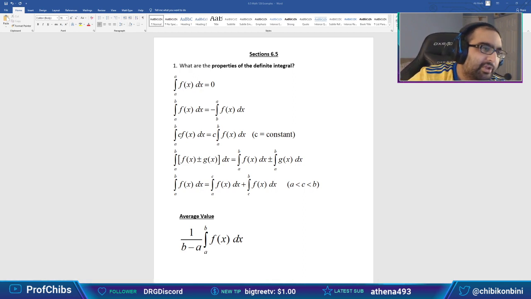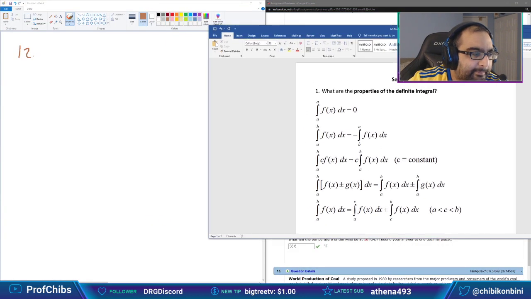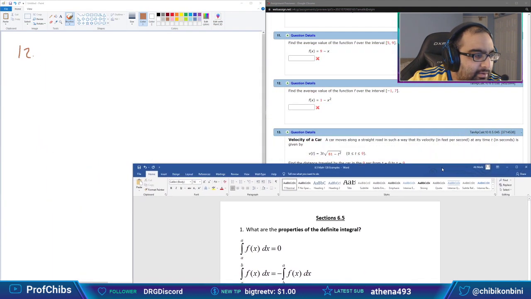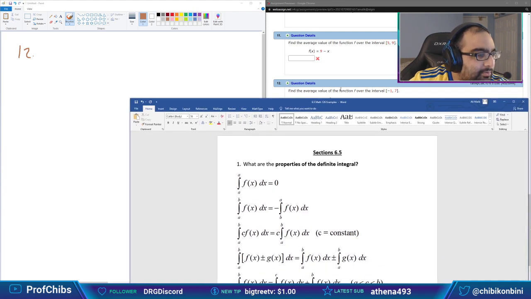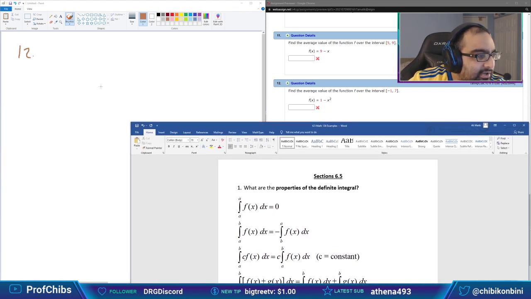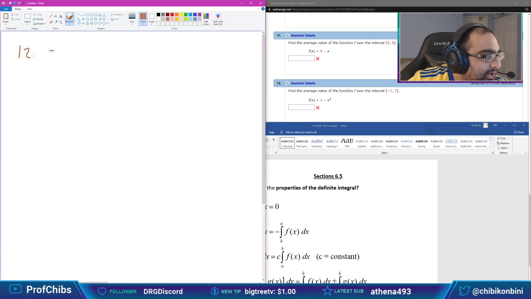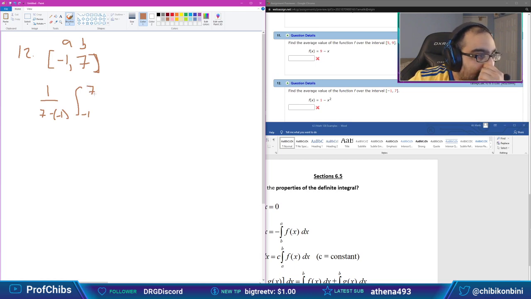Okay, good. All right, so I'm going to move on, and then we're going to do this last problem here. I'm going to need to write this down. I'm going to do the integral. The interval here is from -1 to 7. So brackets, please. We go a and b. We go 1 over b minus a, so 1 over 7 minus -1 times the integral from -1 to 7 of 1 minus x squared.